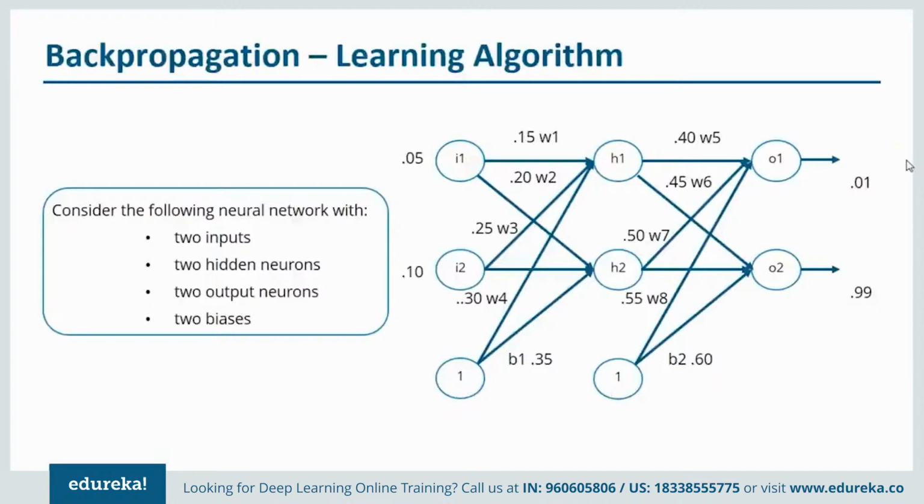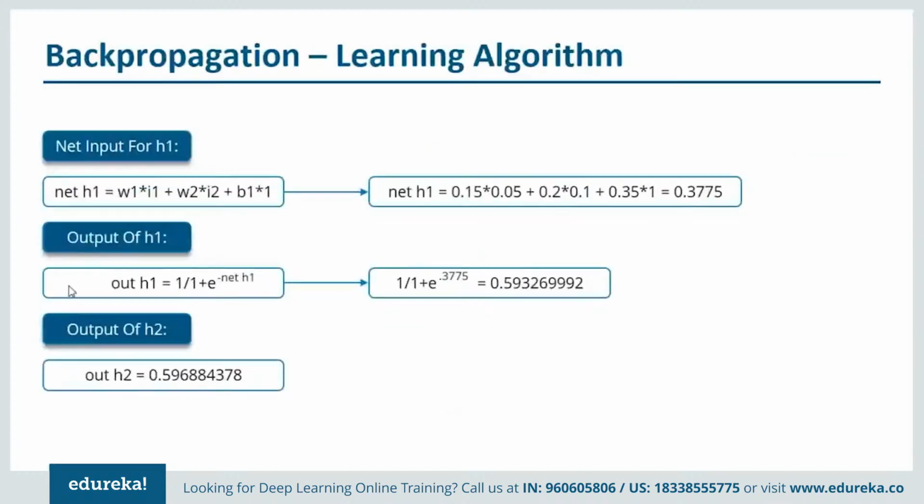Now what we need to do is make sure that we have weights in such a way that we get output as 0.01 and 0.99. But let us see if we get that same output when we provide these kind of weights. The net input for this particular H1 will be what? It'll be W1 into I1, that is the first input, plus W2 into I2 plus B1 into 1, which gives us the answer as 0.3775.